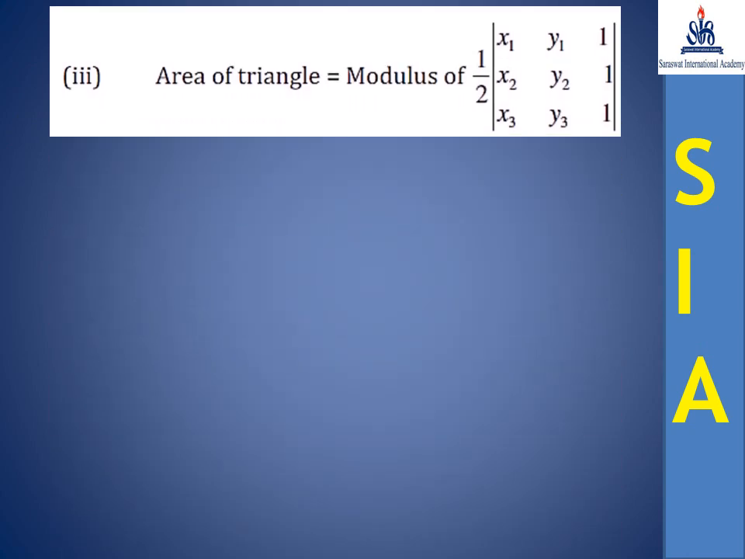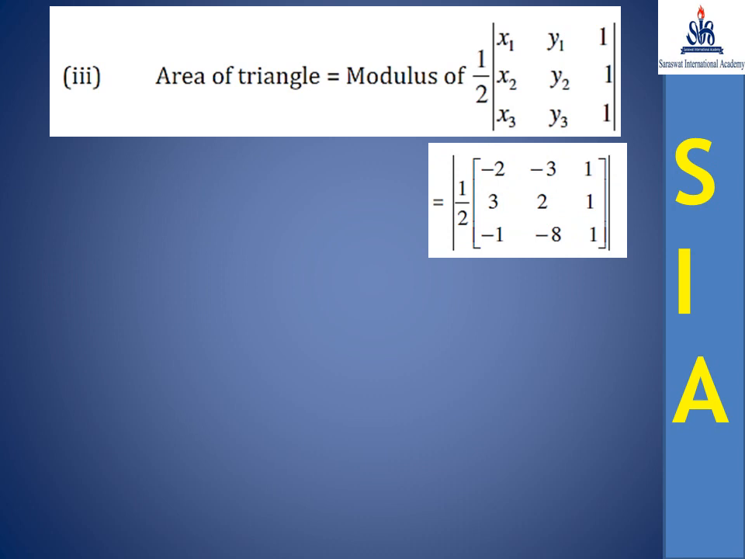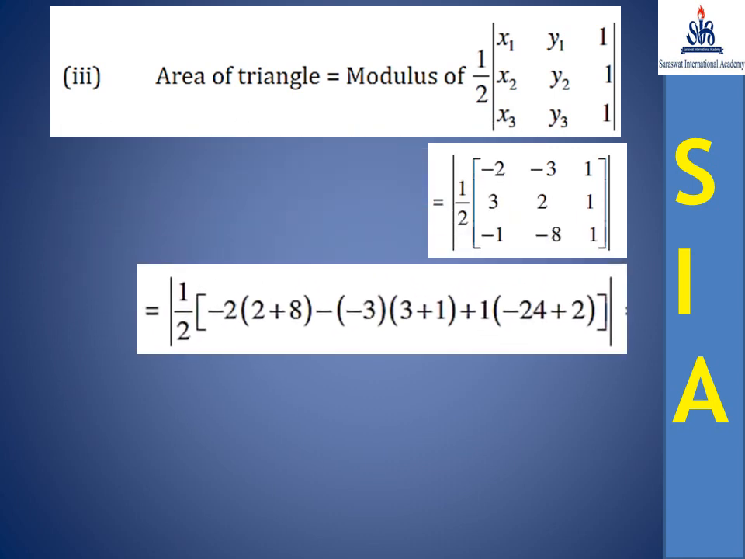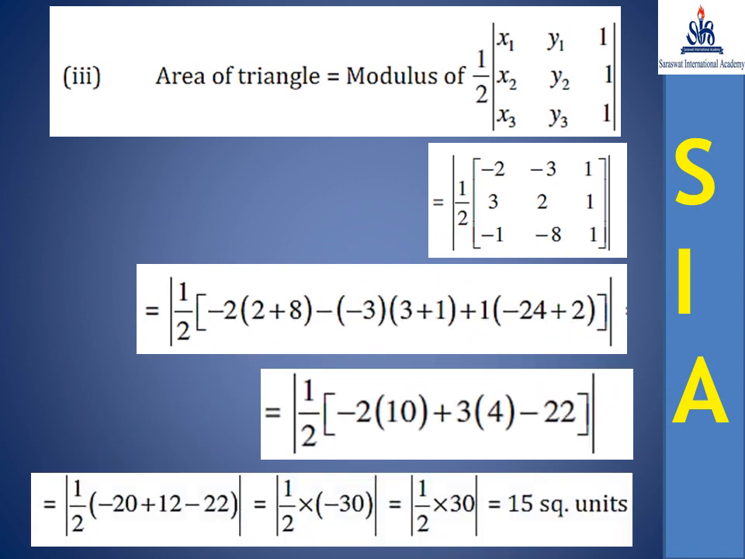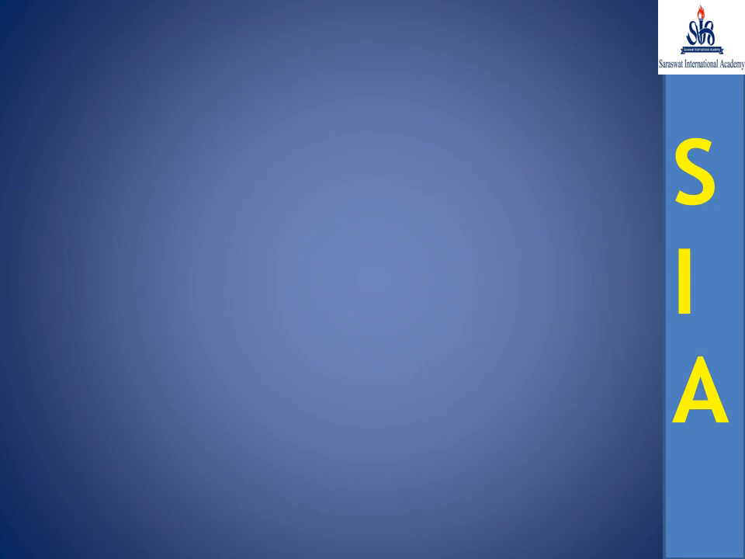Question number third. Same apply: area of triangle is modulus half of the determinant x1 y1, x2 y2, x3 y3 and 1 1 1. Students, in the third question x1 y1 is minus 2 comma minus 3, x2 y2 is 3 comma 2 and x3 y3 is minus 1 comma minus 8. Same apply here, using the definition for 3 cross 3 determinants. Further calculate and you get the answer 15. Yes students, 15 square units. Here the third sum is also over. It means the first question is done.